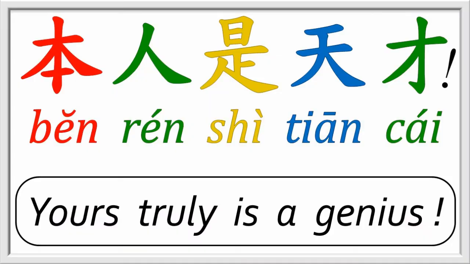This new character, 是, can sometimes be used as a translation for the English be verbs, am, are, is, was, were, will be, has been, etc. Limiting myself to what little vocabulary we've studied so far, we can create a few sentences. 本人是天才. Yours truly is a genius.